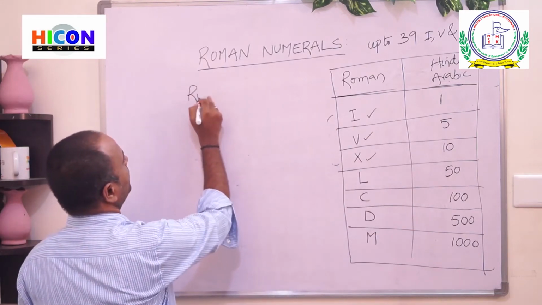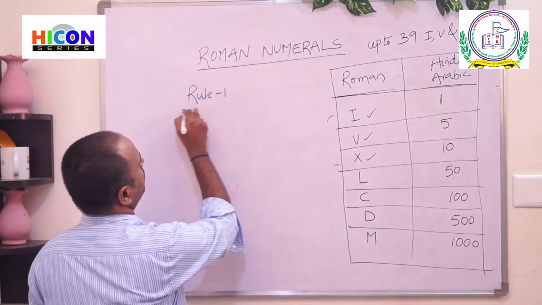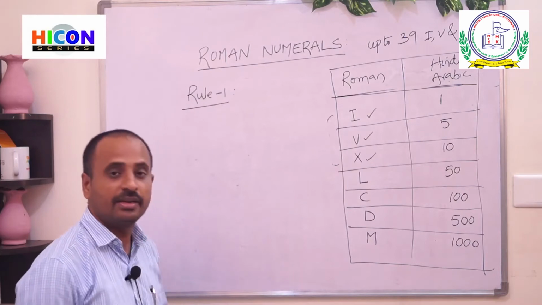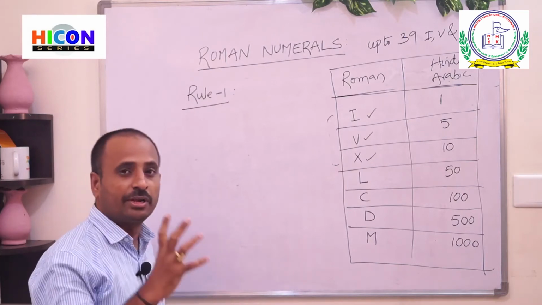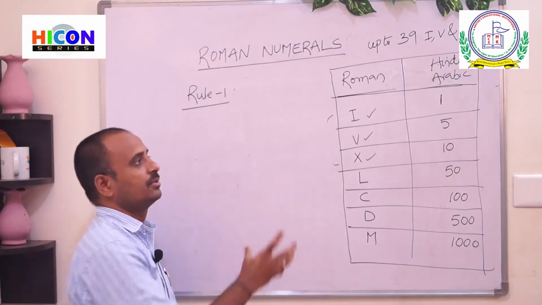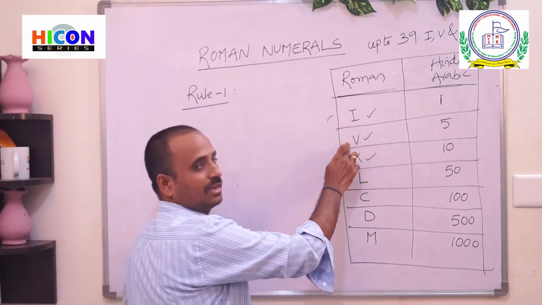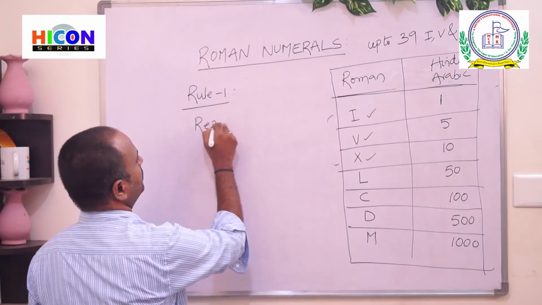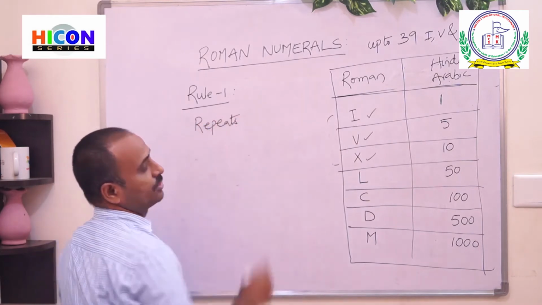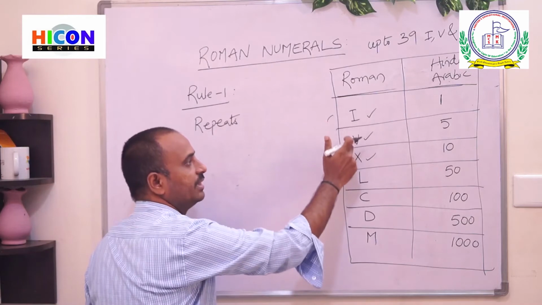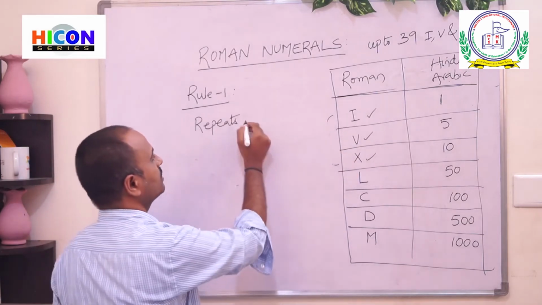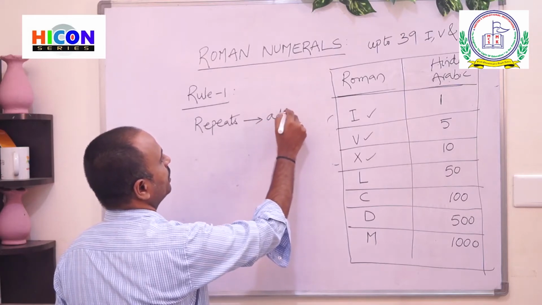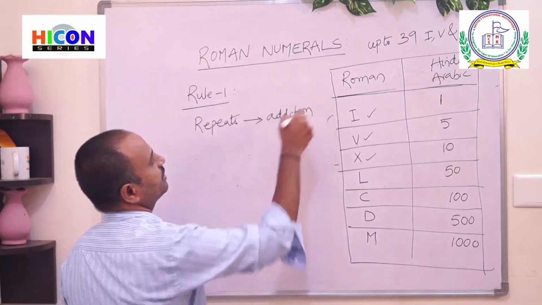So the first rule is rule number 1. What is rule number 1? If we repeat any symbol, that means addition. Repeat means addition. So if we repeat any symbol in these Roman numerals, then we have to make addition.